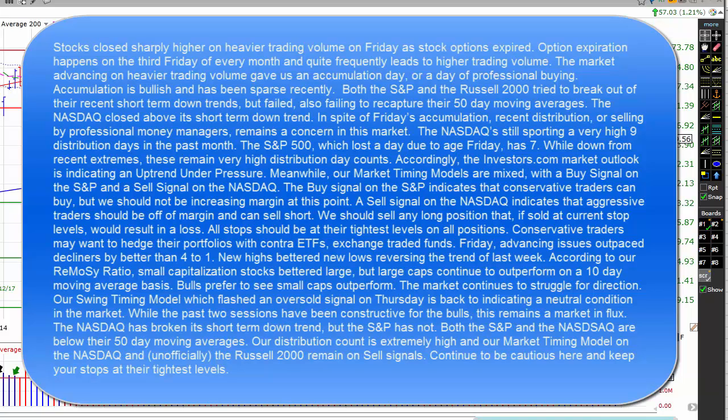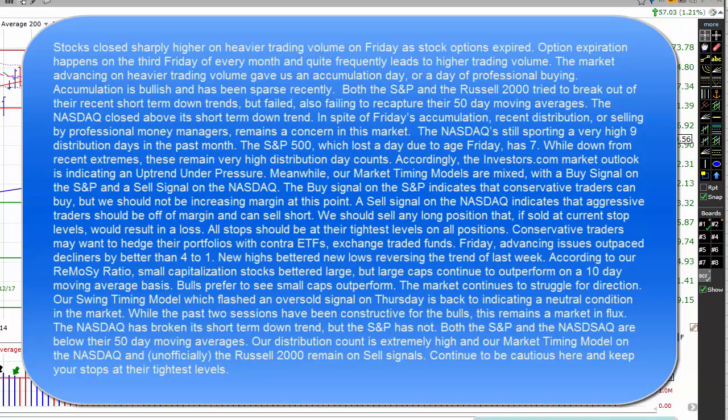A sell signal on the NASDAQ indicates that aggressive traders should be off of margin and can sell short. We should sell any long position that, if sold at current stop levels, would result in a loss. All stops should be at their tightest levels on all positions. Conservative traders may want to hedge their portfolios with contra ETFs, exchange-traded funds.